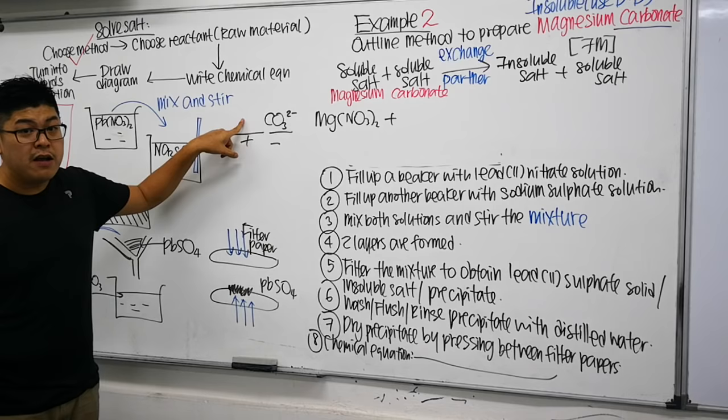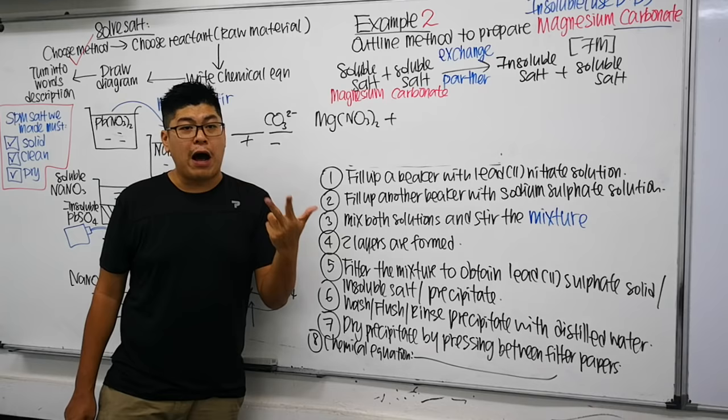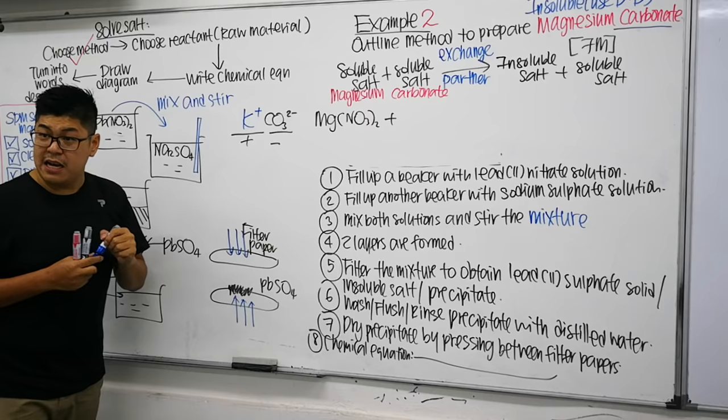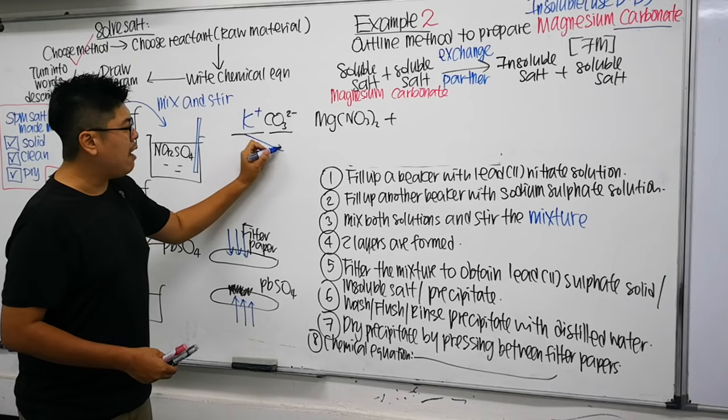The best soluble positive ions are SPA: sodium, potassium, or ammonium. Let's say I use potassium here. K plus. Understand? Same thing. You can see the charge is different. Do the cross method. 1 comes here, 2 comes here.